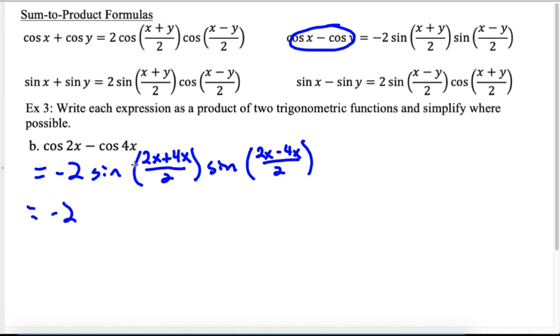And we can simplify here. This would be 6x divided by 2 would just be 3x. And then here, 2x minus 4x would be negative 2x. Negative 2x divided by 2 would just be negative x. And we're done. Right? We have written this as a product of two trig functions. And I don't know either of these angles, so I can't really simplify those to numerical values at all. All right?